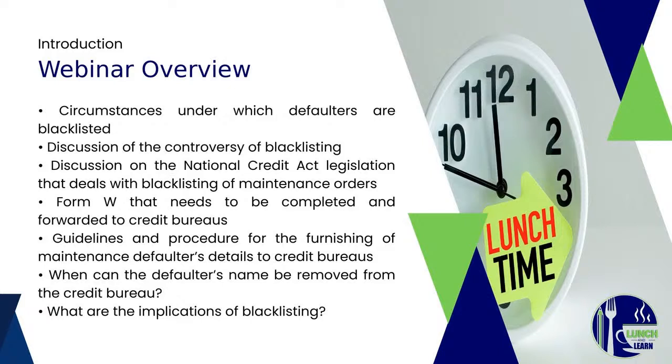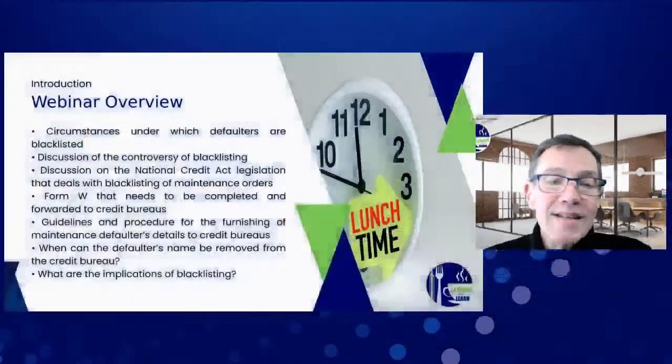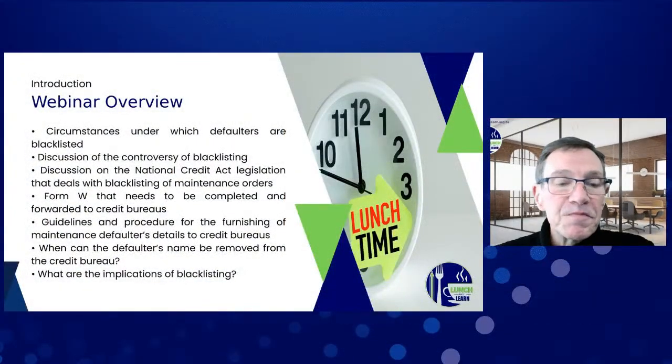guidelines and the procedure for furnishing the details to the credit bureaus, how that is done, and when a defaulter's name can be removed from a credit bureau. In other words, for what period of time will it be listed on the credit bureau? We will also be discussing the implications of blacklisting and how that affects maintenance defaulters.